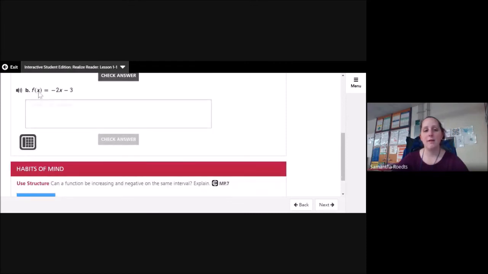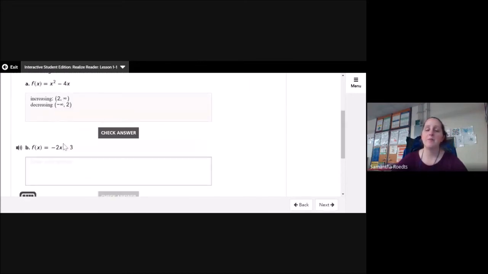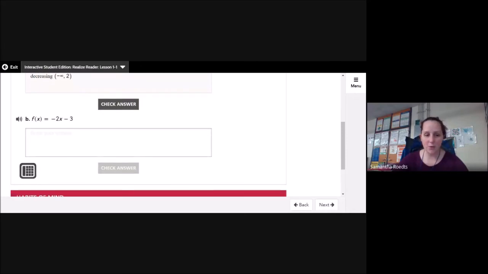I can look at f of x equals -2x minus 3. However, I notice that this is actually a line. It's not going to have both increasing and decreasing. It will have one or the other. In this case, this is a negative slope, so it's decreasing. So it's not increasing on any interval. It is decreasing from negative infinity to positive infinity.